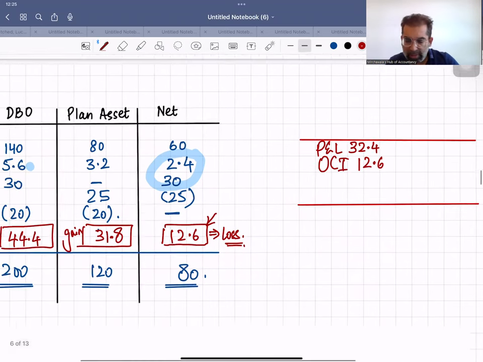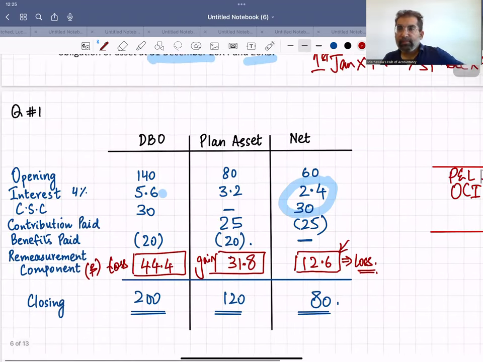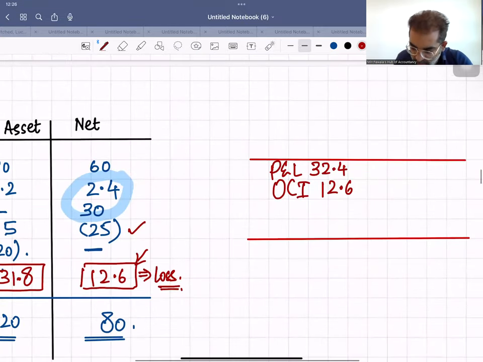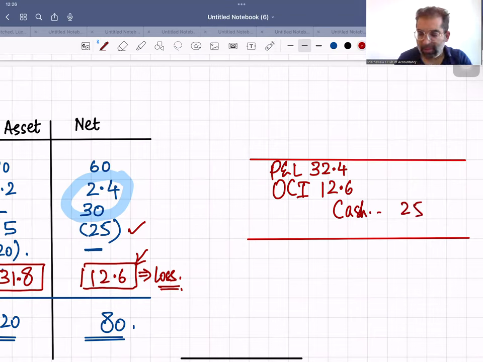Next thing, listen to me. The employer paid some cash. This 25 is the cash payment, the contribution paid. So the employer gave away some cash, and when you pay cash, you have to credit cash by 25. Now, can you see this double entry is not balanced? I'm going to do some magic now.